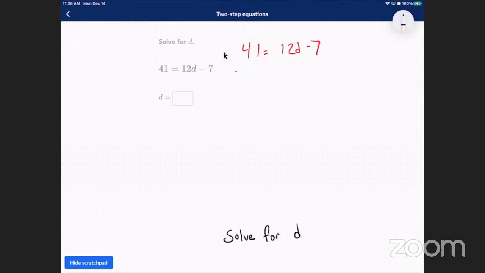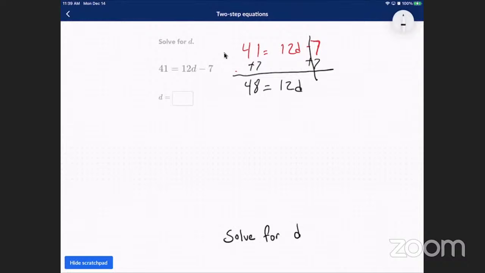Because this variable varies very much, you have to figure out a way to get rid of it. We get rid of it by canceling 7 on this side and then adding 7 on the other side. You'll end up with 48, and then you have 12D here, right?